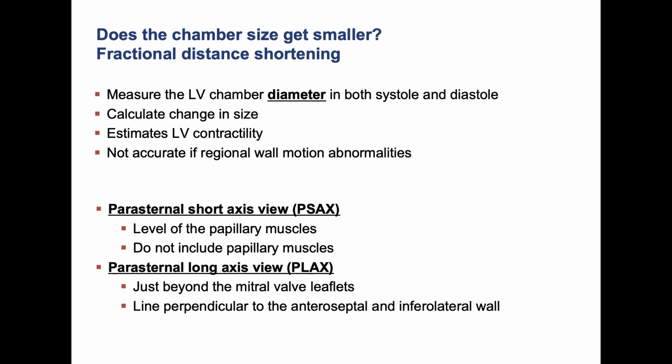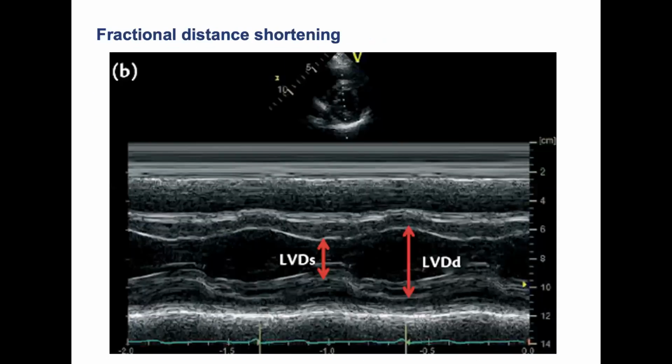In the parasternal long axis, you would do this at the level of the papillary muscles, but don't include them, in the short axis. And in the long axis, it would be just past the mitral valve leaflets and perpendicular to the anteroseptal and infralateral walls. So what does that look like? You're going to use M mode or motion mode across the ventricle.